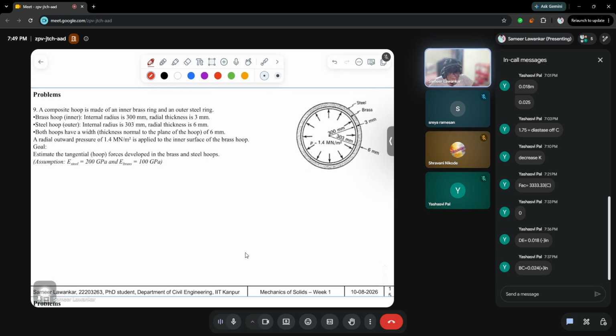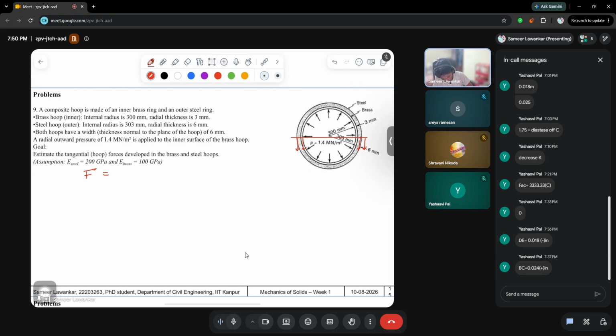Here, if you cut it along this diagonal, there will be forces due to the brass and forces due to the steel. There will be forces up here, here, here, and here. So let's start. We need to calculate the total force.